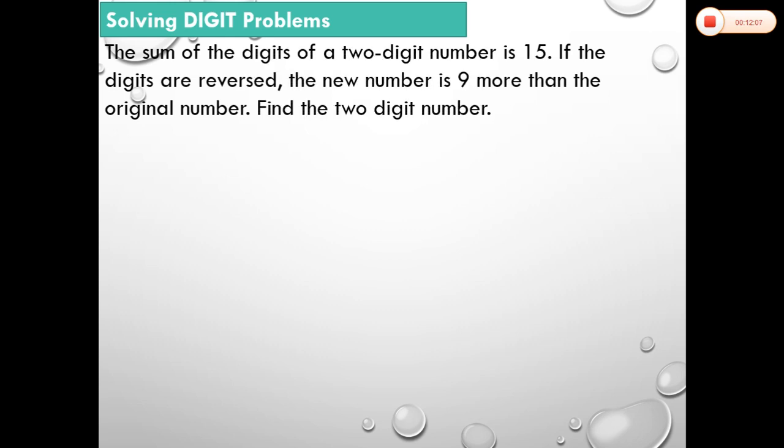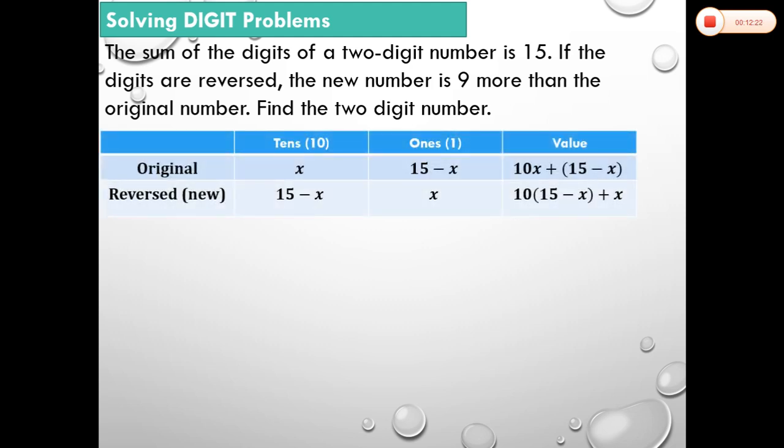Let's try the first problem. The sum of the digits of a two-digit number is 15. If the digits are reversed, the new number is 9 more than the original number. Find the two-digit number.